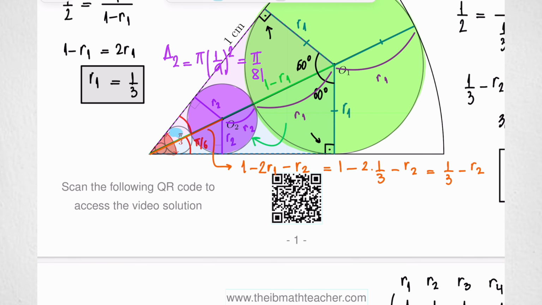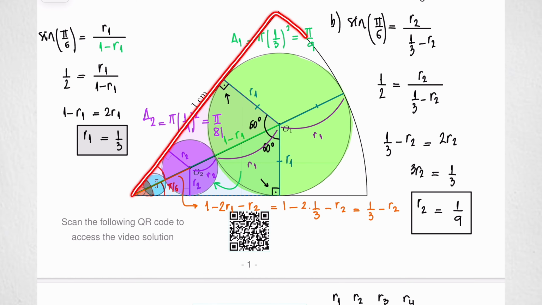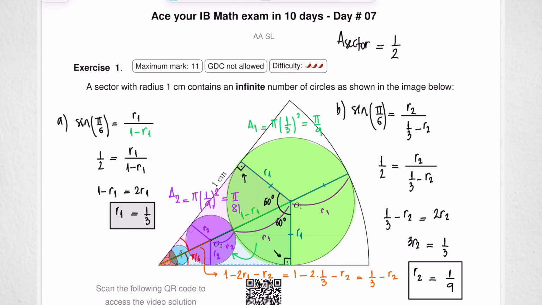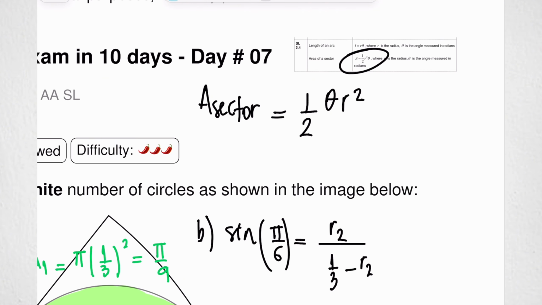Now, if by adding these infinite circles we get pi over 8, and the sector area, which is this whole area, is equal to half theta r squared. And given that theta is pi over 3, and the radius is 1, we get for the sector area pi over 6.